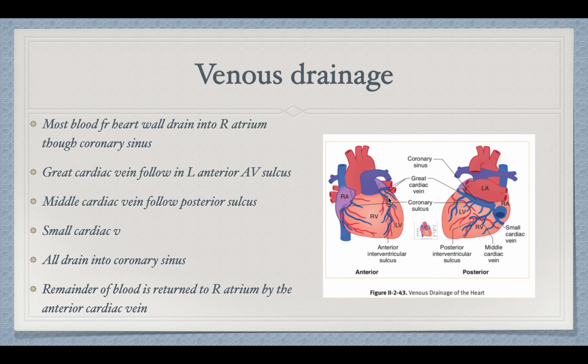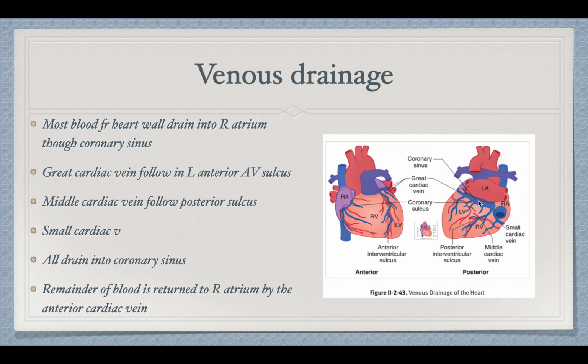Here's the anterior of the heart, so it curves around and then dumps into the right atrium in the back. The middle cardiac vein will follow through the posterior interventricular sulcus. And remember, in the posterior sulcus, there's going to be the right coronary artery, the right circumflex branch. And small cardiac veins will also drain the heart.